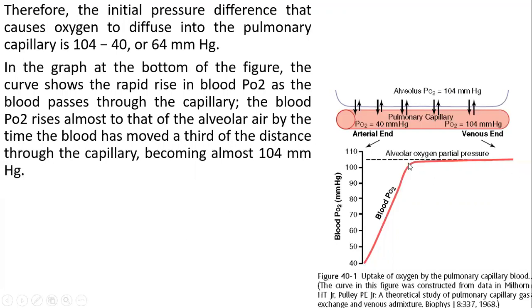مثل ما قلنا إنه حتى يوصل ال PO2 من 40 إلى 104 ما يحتاج إنه يكمل كل المسافة، 1/3 of the distance كافي إنه يصعد ال PO2 من 40 إلى 104. يعني هذا يمثل uptake of oxygen by the pulmonary capillary blood، هو صاير بين الألفيولس وبين البلمونري كابيلاري. طبعا arterial end PO2 40 لأنه البلمونري arteries carry the deoxygenated blood، والvenous end هو 104 لأنه البلمونري veins carry the oxygenated blood.